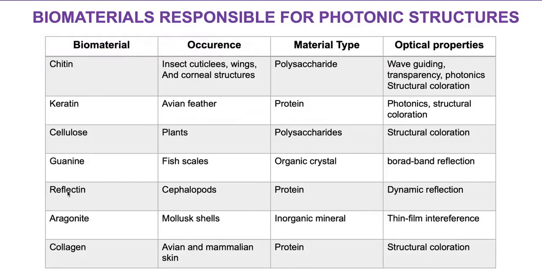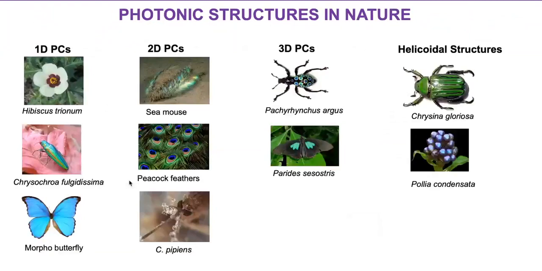And then we have reflectin, which is a protein, and aragonite, which is calcium carbonate that you can find in seashells, and collagen, mostly in mammals. So it can be one or a combination of these materials that leads to the structures. So let's discuss some specific examples of photonic structures in nature.